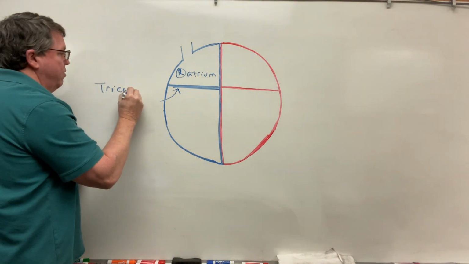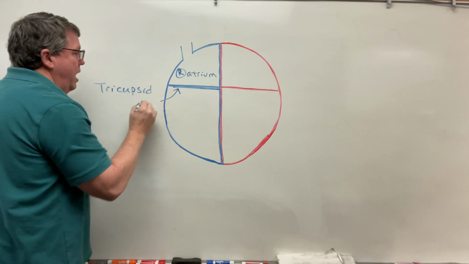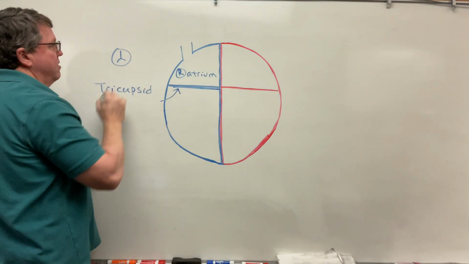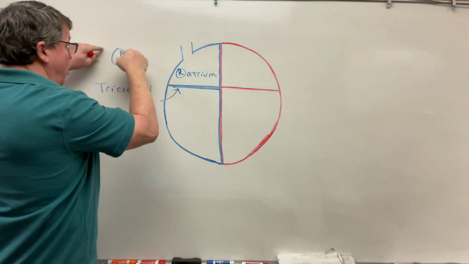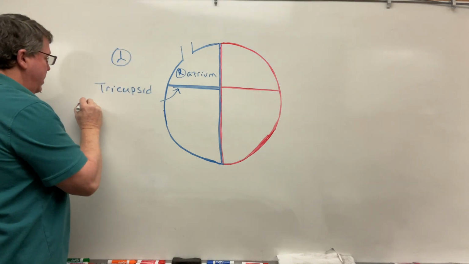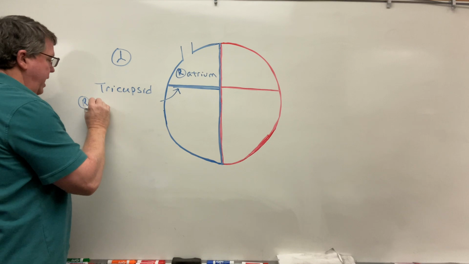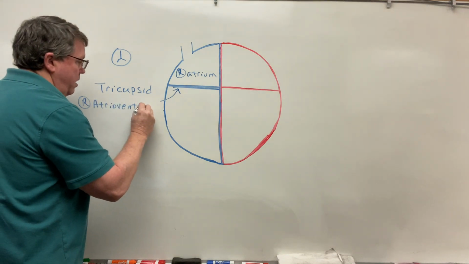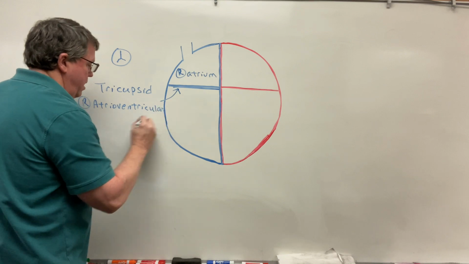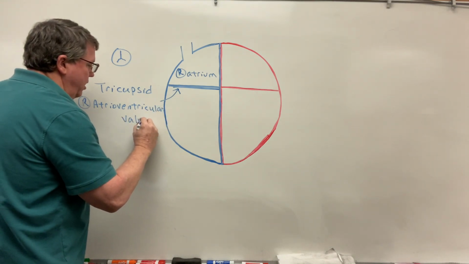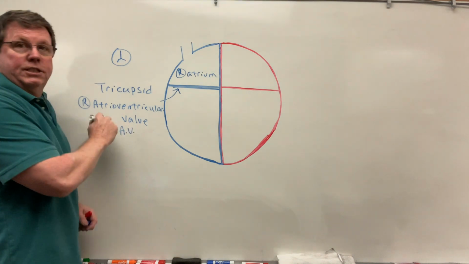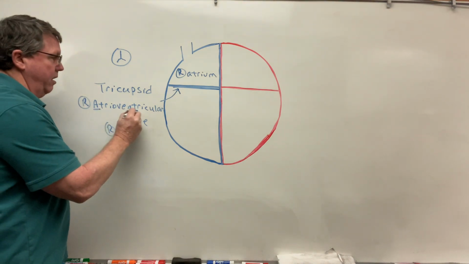The reason they call it the tricuspid valve is it has three cusps in there. It looks kind of like that. This would open up and blood would go through there. We can also call it the right atrioventricular valve. And it's also known, more simply, as the right AV valve, which is just abbreviated atrioventricular.